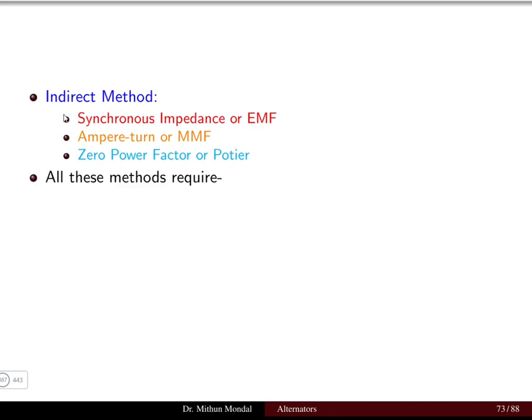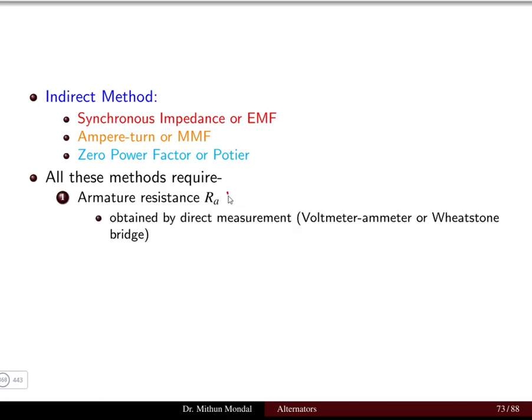All these three methods of determining the voltage regulation require certain measurements. They require measuring the armature resistance of the machine. The armature resistance will be measured directly using the voltmeter-ammeter method or the Wheatstone bridge method, because we have to measure the resistance of the armature, so we can go by any one of the direct measurement methods.